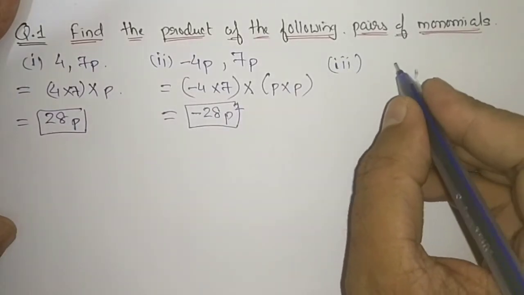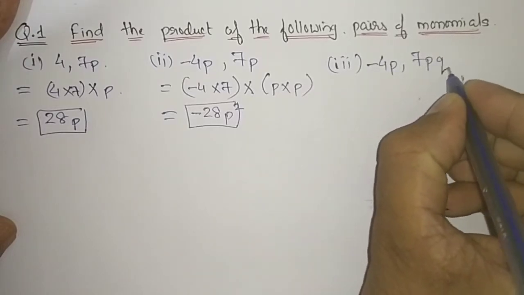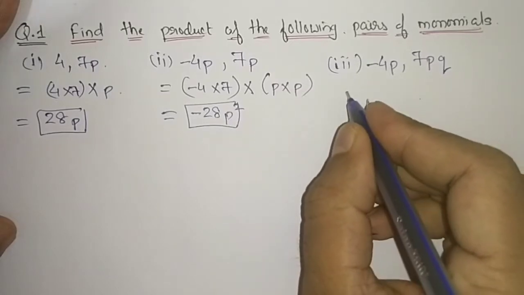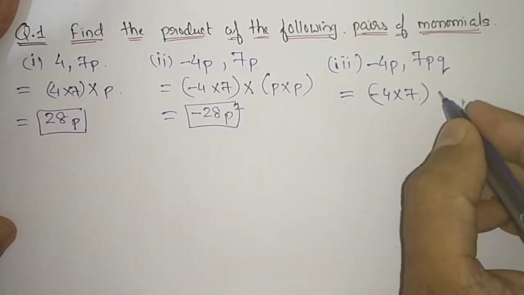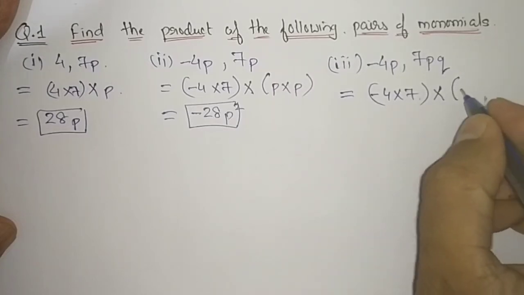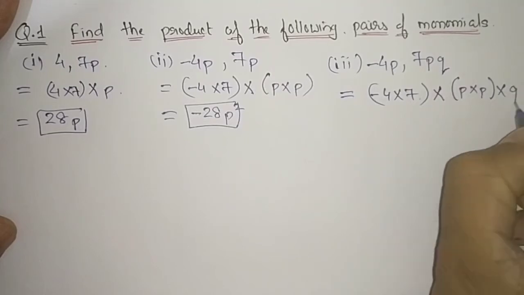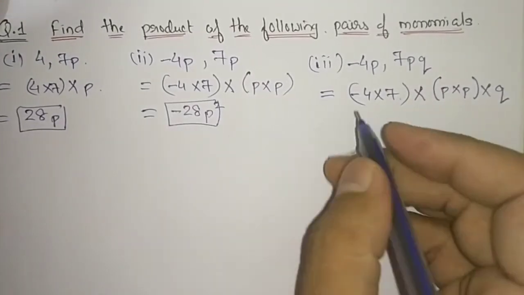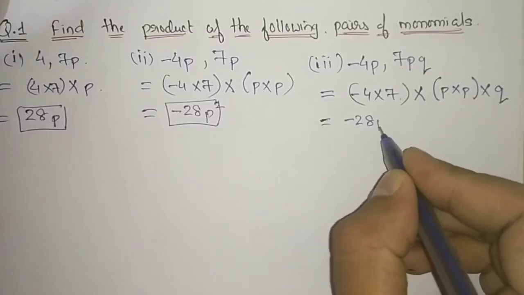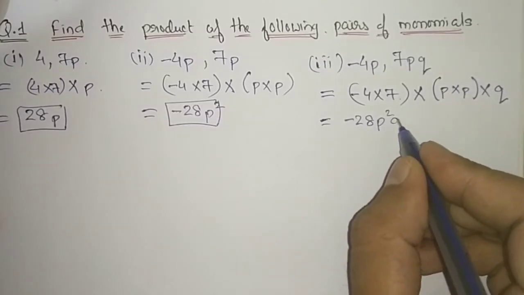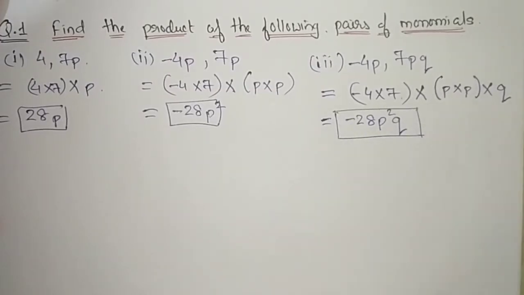Moving to the third part. Third is minus 4p and 7pq. Same procedure, minus 4 multiplied by 7 in one bracket, then we will place the same variable in another bracket and finally multiply it by q. So here we will get minus 28, p into p will give me p square, and q as it is, so minus 28 p square q.